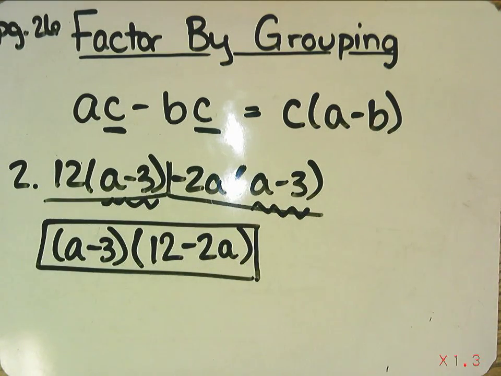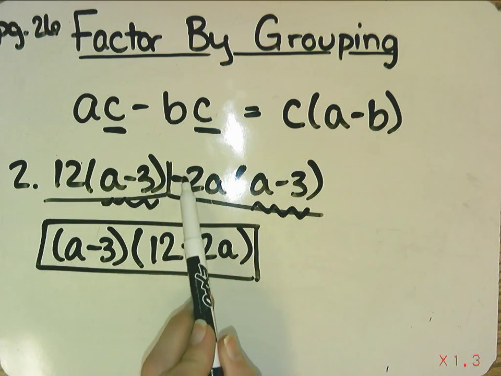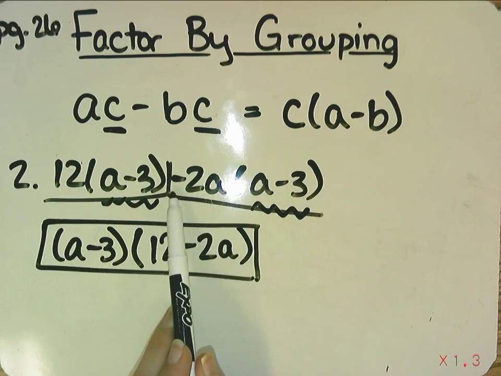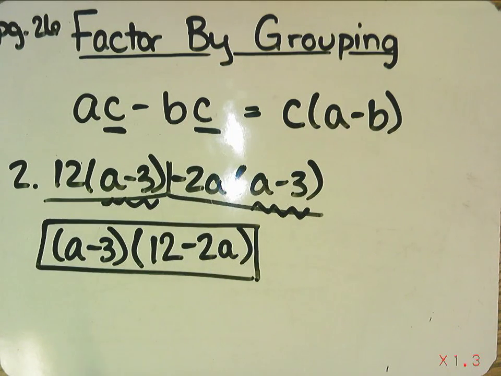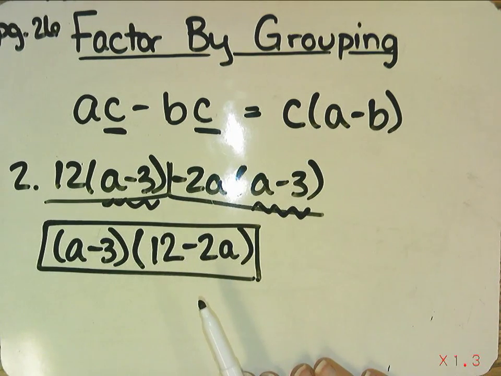When you factor, your final answer should be something times something else. The fact that there's a minus sign in here, this is really two separate terms being separated by subtraction, tells me that I'm not done yet. I'm not fully factored until I have something times something else. Let's take a look at number 4.